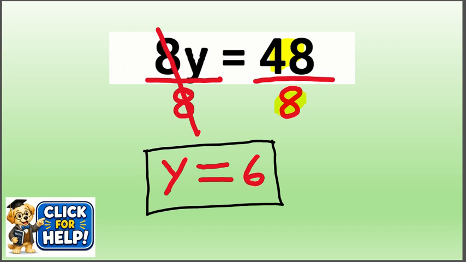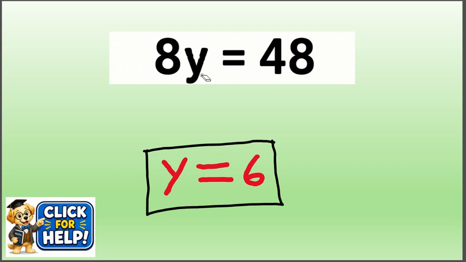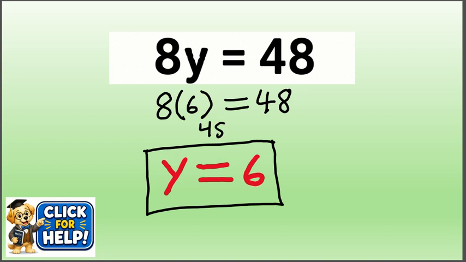Now, you should always go back and plug the value that you come up with into the original equation and see if it makes sense. So let me ask you, does it make sense to say that 8 times the value of y, which is 6, is in fact 48? Well, it makes perfect sense because 8 times 6 is 48. So basically we have 48 is 48.